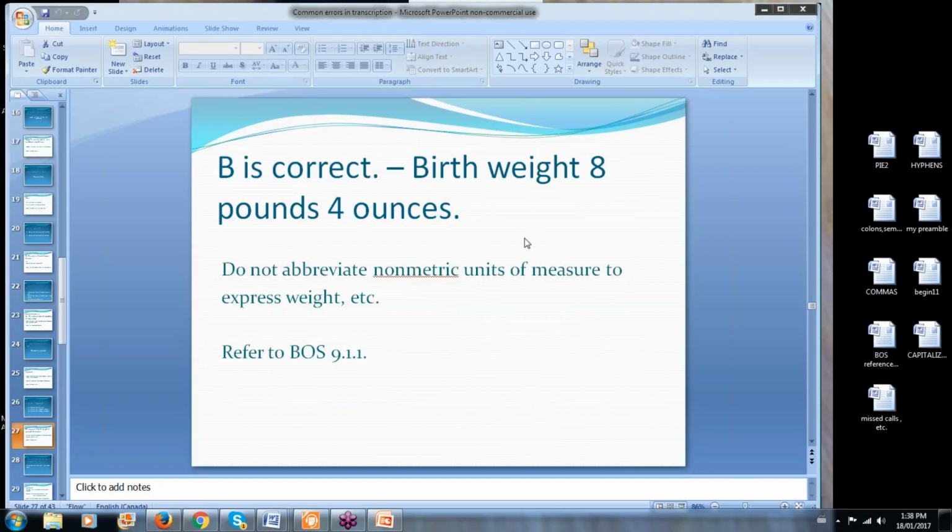Well, you would just say, okay, birth weight is 36 kg. That's all you do. And if you're not sure how to format kg, look in chapter 12 in your book of style, and it shows you how to abbreviate different things.